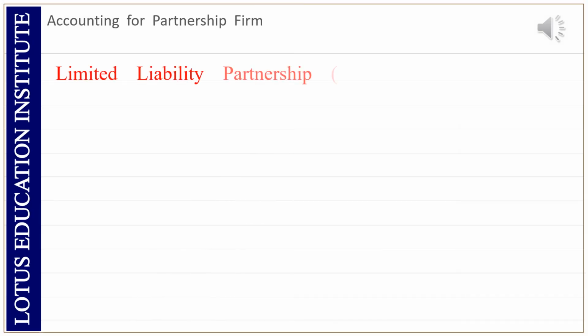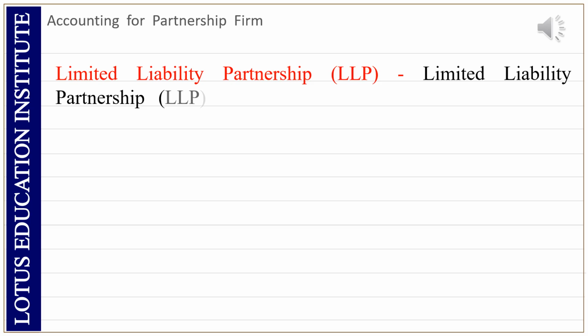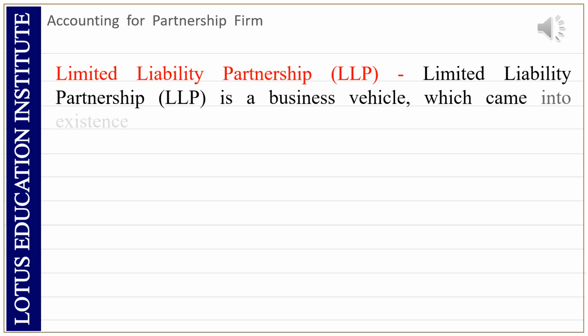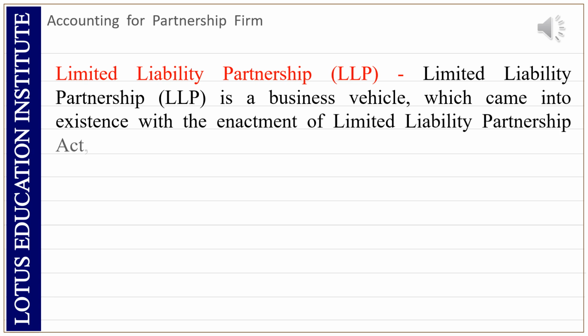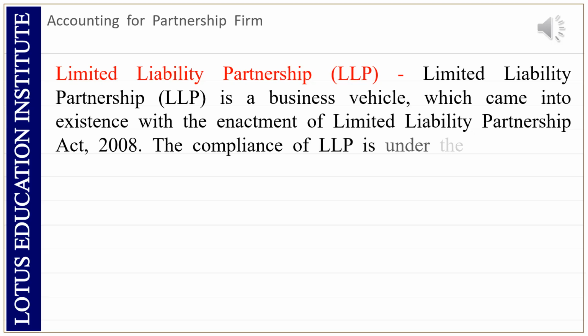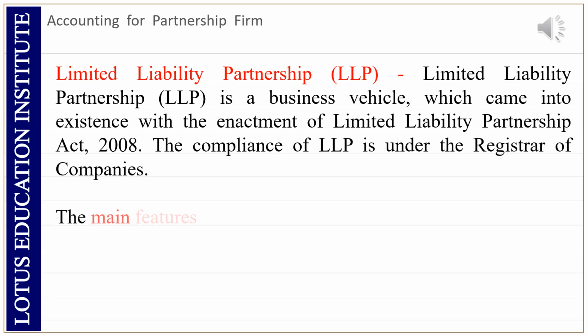Limited Liability Partnership, LLP, is a business vehicle which came into existence with the enactment of the Limited Liability Partnership Act, 2008. The compliance of LLP is under the Registrar of Companies. The main features of LLP are: 1. Name of the LLP is approved by the Registrar of Companies.